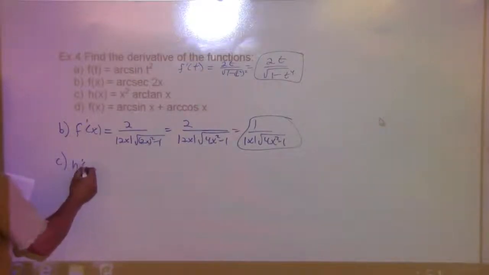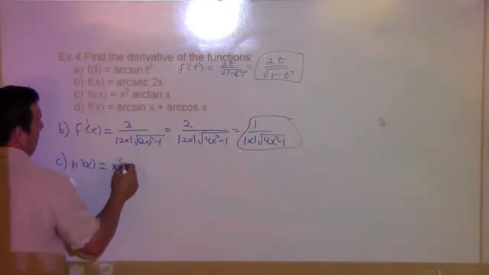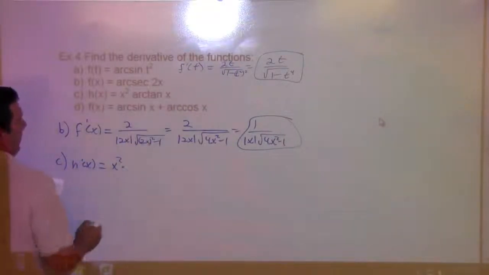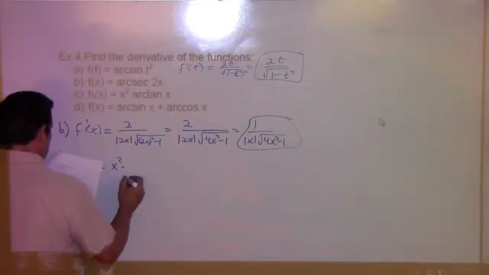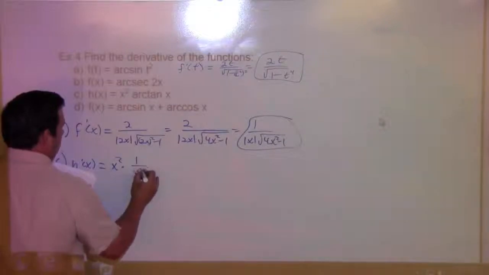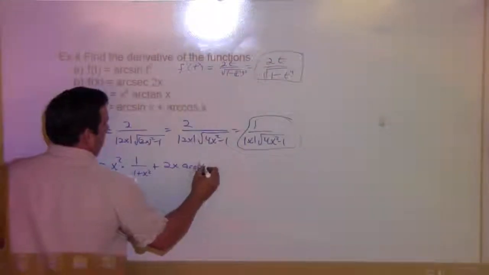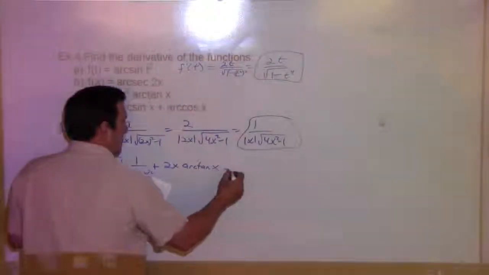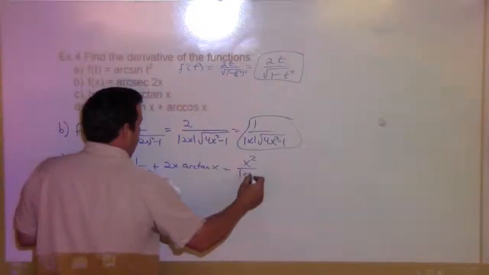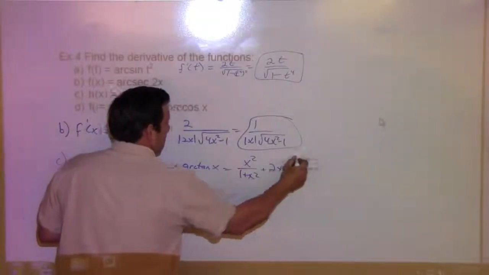For c, h prime of x, we have a product rule, so we'll do x squared times this derivative, and the derivative of arc tangent is going to be 1 over 1 plus x squared, plus 2x times arc tangent of x. So that's x squared over 1 plus x squared plus 2x times arc tangent of x.